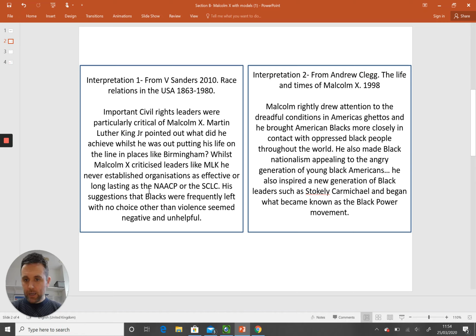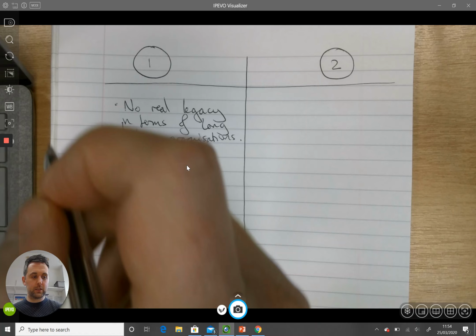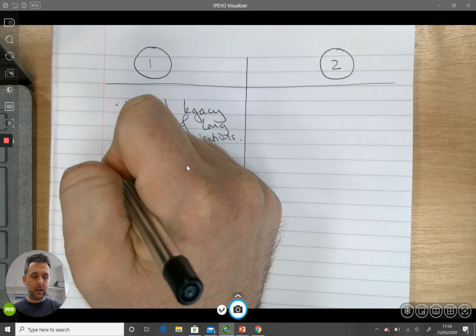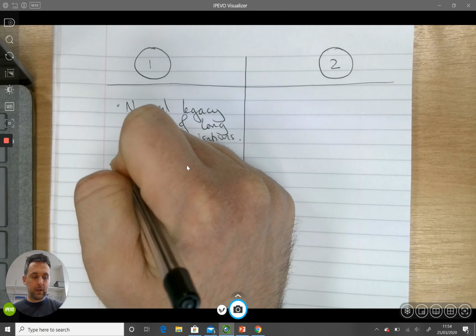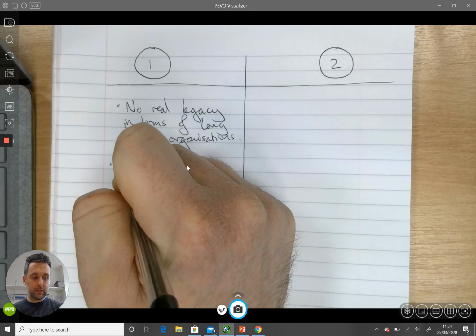His suggestions that blacks were frequently left with no choice other than violence seem negative and unhelpful. So he sort of had a damaging effect, perhaps by putting a lot of negativity out there, focusing on violence, so not helping the cause. So as well as no real legacy in terms of long-lasting organisations, my other point is he had a negative impact by promoting violence.